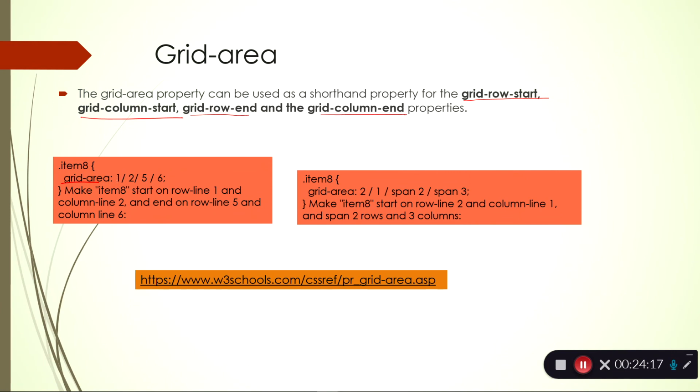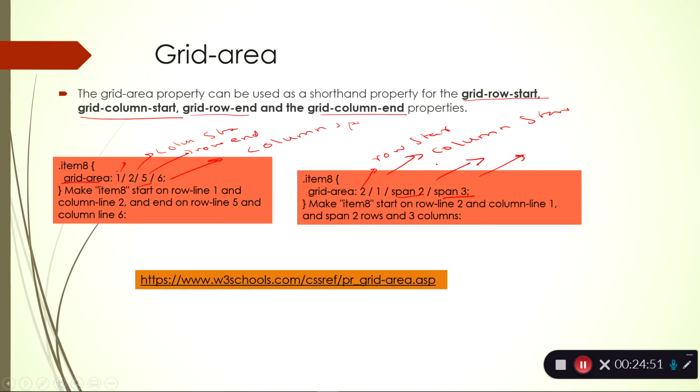The order should be like this: this is row start, this is column start, this is row end, and this is column end. So the order should be in this way. Or what you can do is specify the row start, then column start as the second value, and if you are going to use span, then as usual you can say how many rows should be expanded, to 2 rows, and columns should be expanded to 3 columns. Like that you can use it. So this is the grid area property, and let's see how it works.